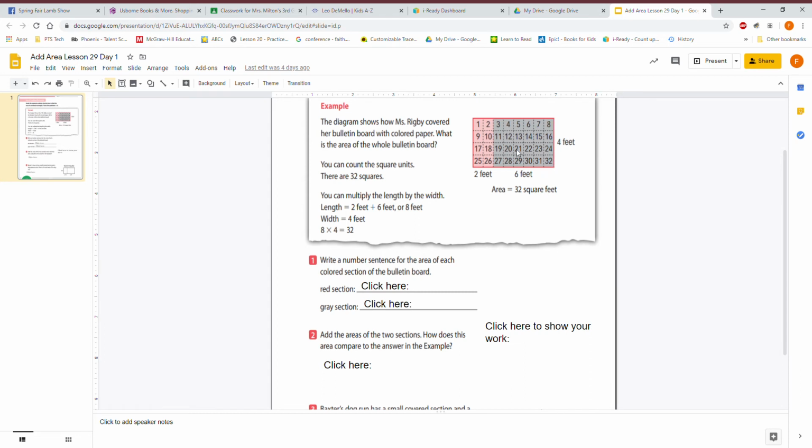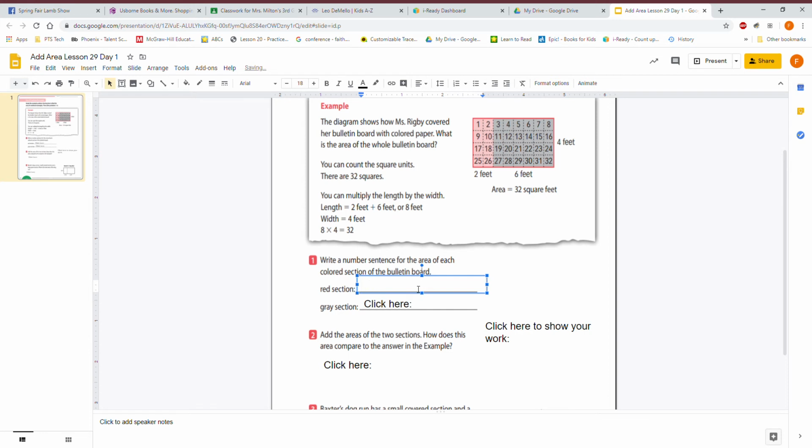Okay, this is our gray section. So this is going to be a separate equation. All right, so right here, we're going to go here. I'm going to backspace this, click here. Okay, I'm going to write 2, because that's the red section. 2 times 4 equals 8.